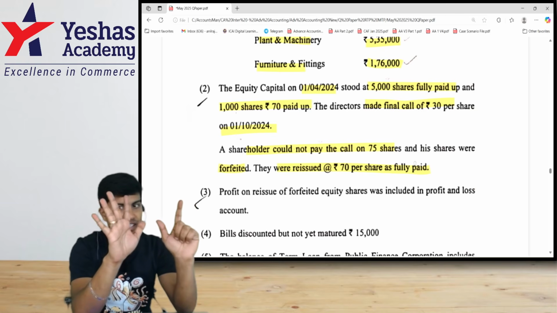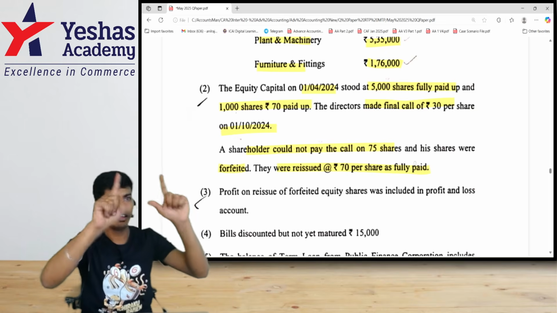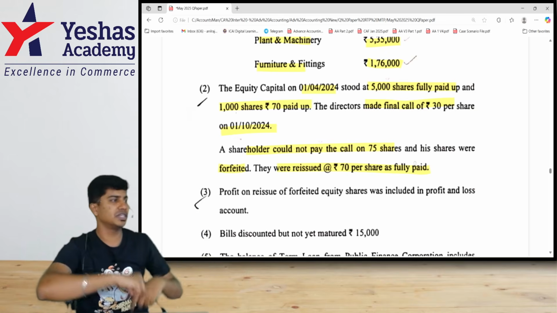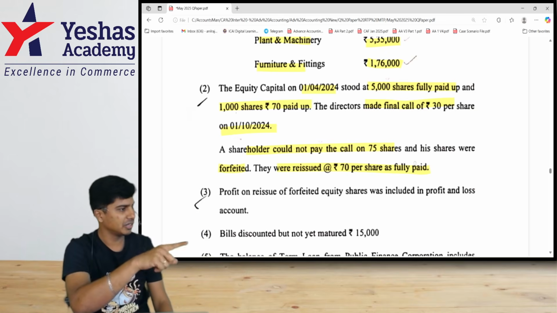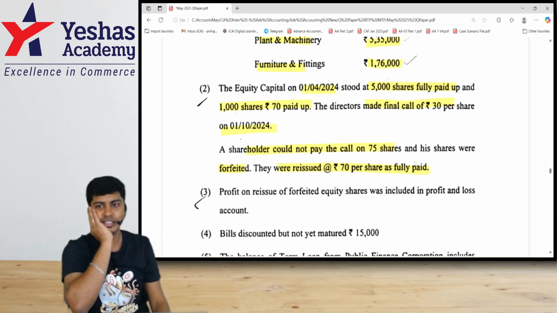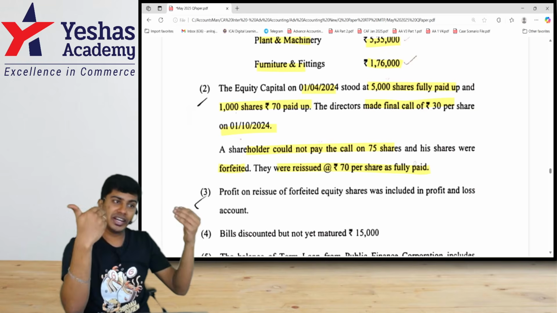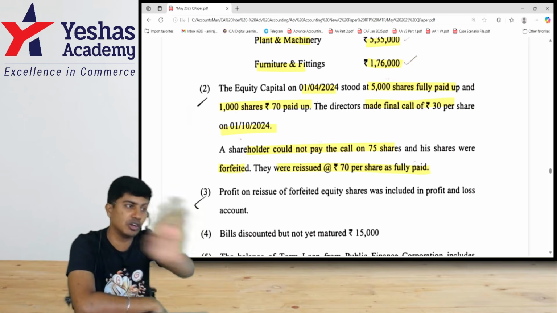I've collected 70. In that, 30 rupees is towards the unpaid money. So how much have I collected extra? 40. 2 plus 2, 4 rupees. 40 rupees per share into 75 shares, 3,000. They've already done entry for forfeiture. They've already done entry for reissue. They've already booked profit also.